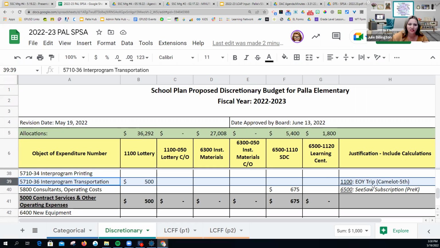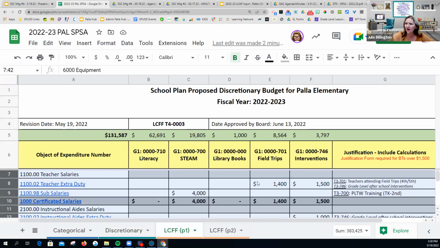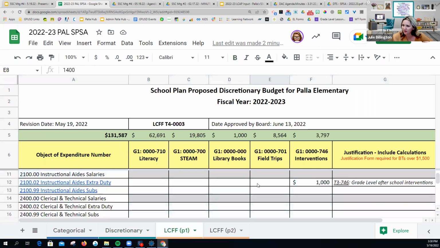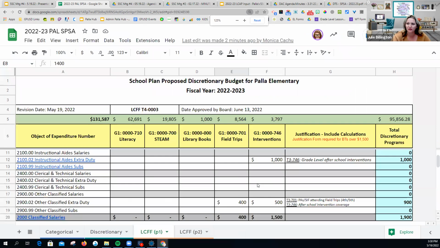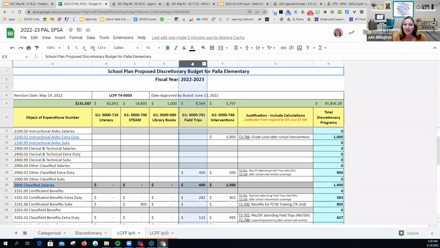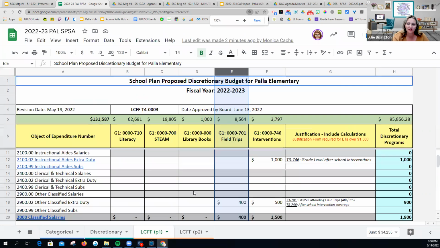So end of the year, but this talks about the transportation cost of that. So that's in this line item here. And then I also have, let me see. Well, let me make it a little bit smaller first so I can find it. Sorry. This whole column right here is dedicated to field trips.